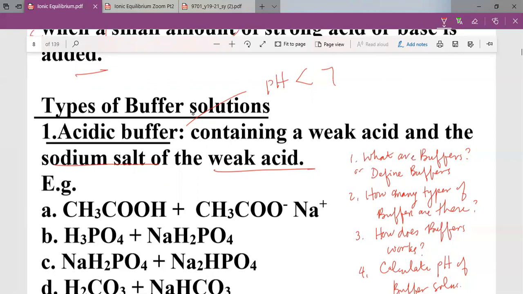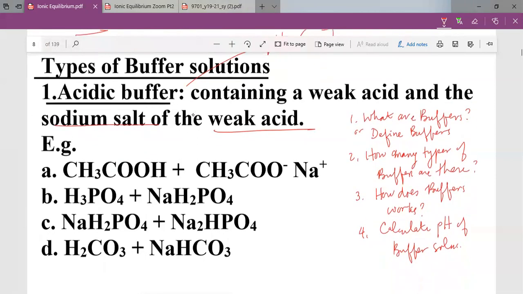So now, how do you make an acidic buffer? Very simple. You must have a weak acid, not a strong acid. You will see after a while, weak acid. What is a weak acid? It ionizes partially.